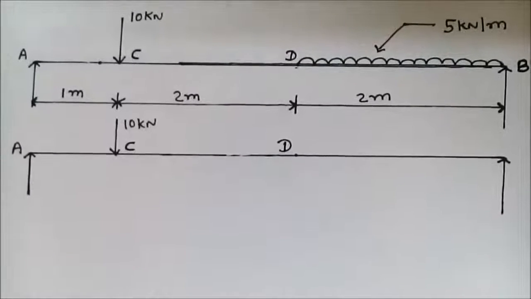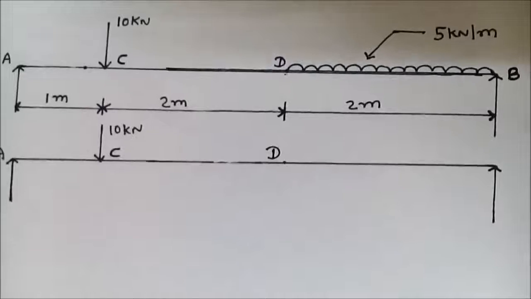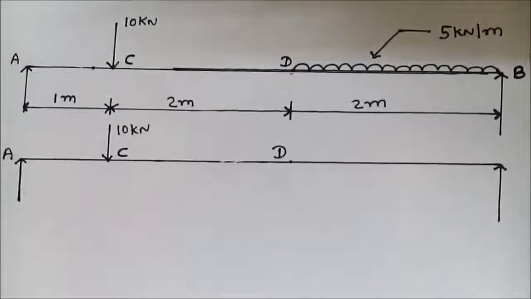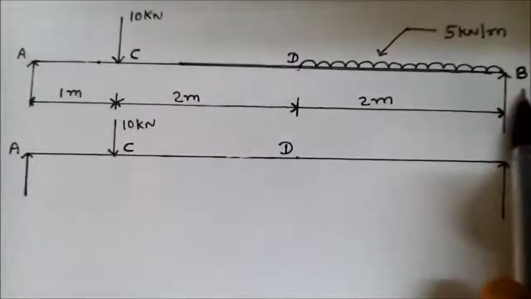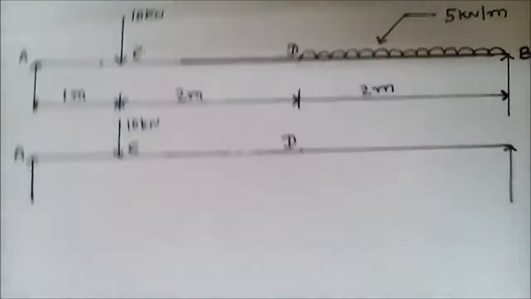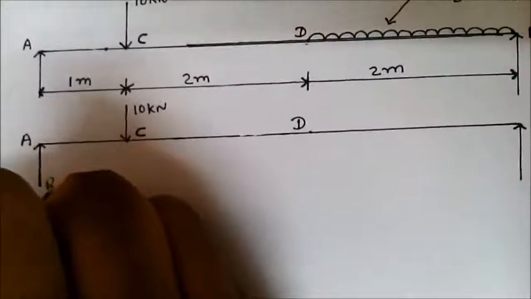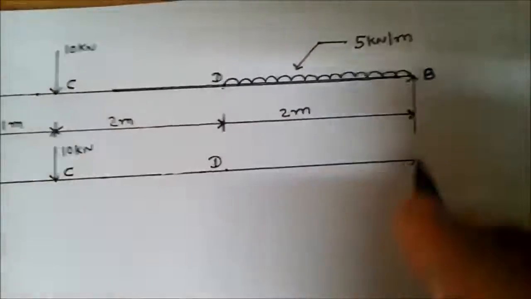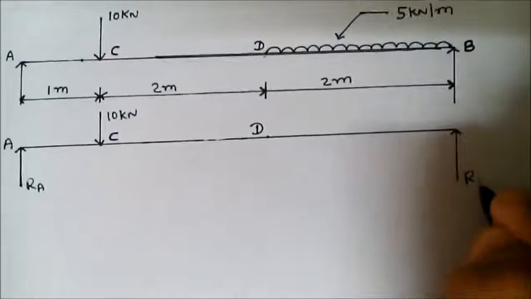So for finding the support reactions, first draw one simple diagram. In the simple diagram, wherever a support is provided, mark the reaction. So a support is provided at point A, so mark reaction RA, and a support is provided at point B, so here mark reaction RB.